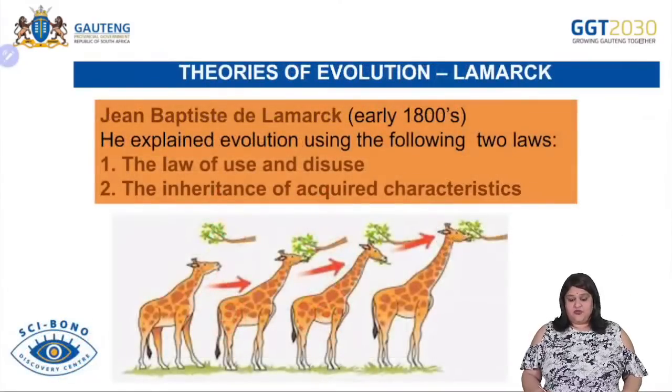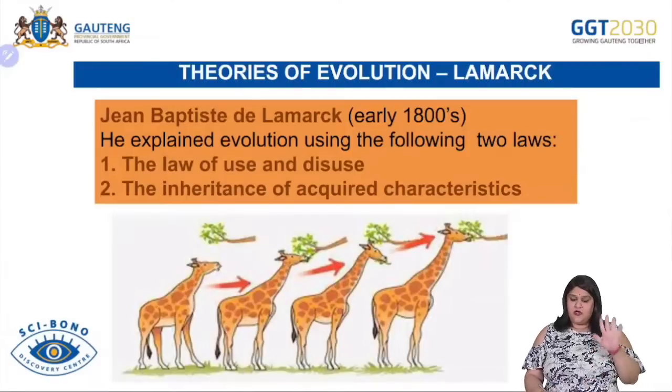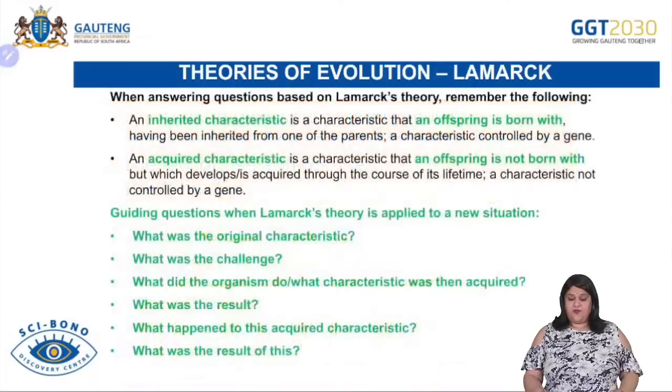Now we move on to the theories of evolution, starting with Lamarck. So we have Jean-Baptiste Lamarck. You all know him. Please know his two laws, exam guideline, word for word: the law of use and disuse, and the law of the inheritance of acquired characteristics. Furthermore, you need to know how to answer questions based on his theory.